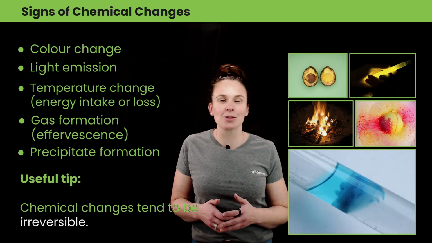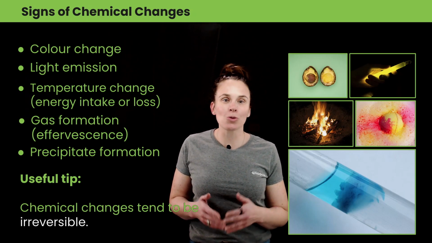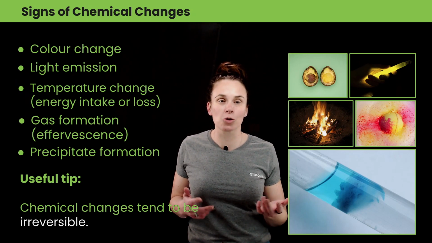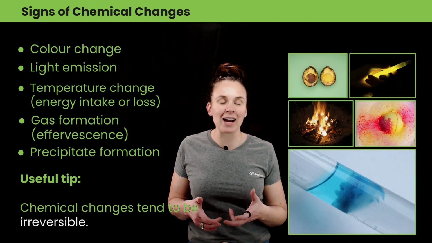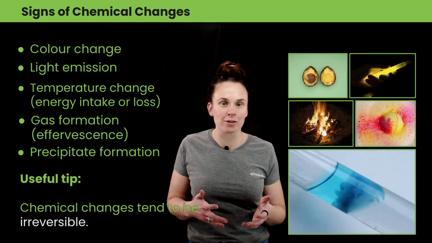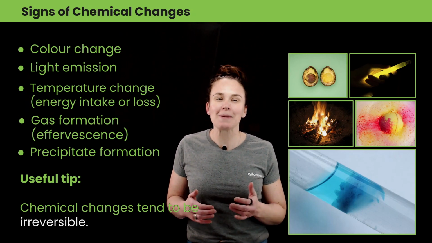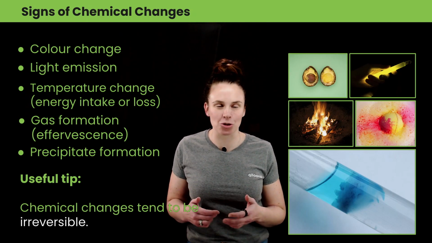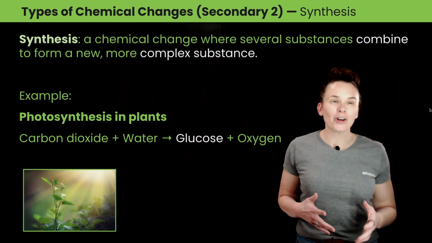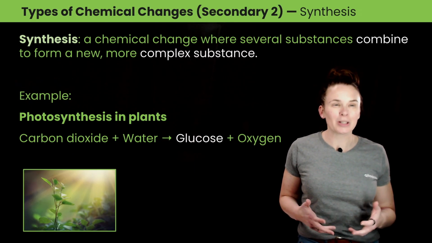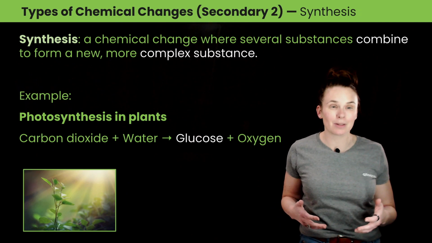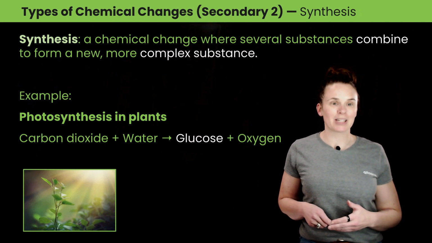Chemical changes tend to be irreversible. So we can't actually make the avocado green again, and we can't go back and make the wood that was burned whole wood again. So just keep that in mind whenever you think of a chemical change. If you're in secondary 2, you might have to know a little bit more about the types of chemical changes. So let's go over them together.